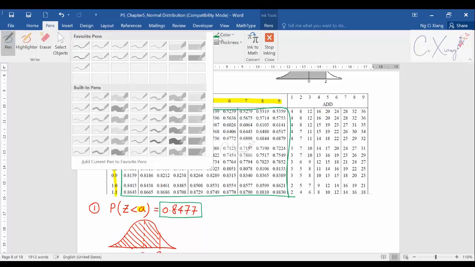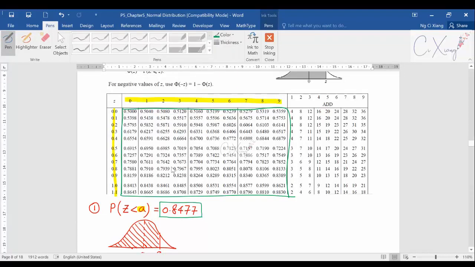This area is more than 0.5. If it is more than 0.5, you can straight away look for the value. Where is 0.8477? Please look for the value which is closest to the 8477 but smaller than it. So we are looking for 0.8461, because the next value, 8485, is already more than 8477. It is a bit different from what you learned in SPM before, because in SPM you look for the value larger, then you minus. But don't forget, because we are having the add value, you should look for the value smaller.